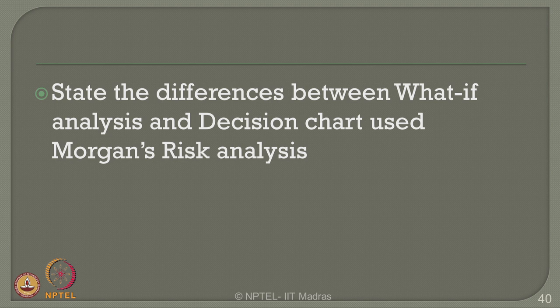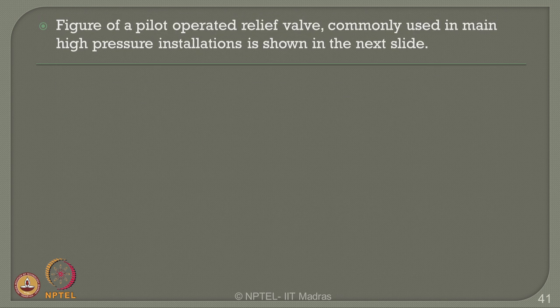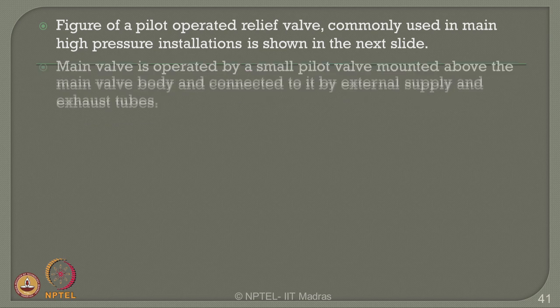The next question is as follows: state the differences between the what-if analysis and the decision chart that is used in Morgan's risk analysis. The next question is very interesting. There is a figure of a pilot operated relief valve, which I will show you in the next slide, which is commonly used in main high pressure installations.